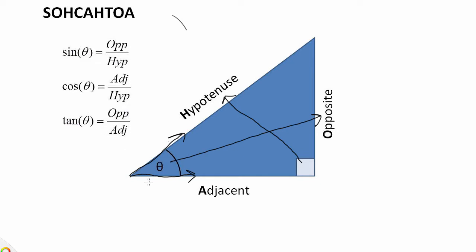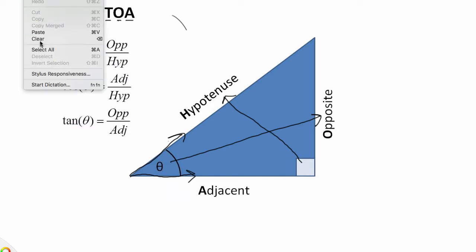And the cosine theta is a ratio that is created by taking the adjacent side, which is this one, divided by the hypotenuse, indicated here, and the tangent is the opposite side divided by the adjacent side. Now, to help you remember this, there's a little thing called SOHCAHTOA. So get this memorized, that sine is opposite over hypotenuse, cosine is adjacent over hypotenuse, and tangent is opposite over adjacent.